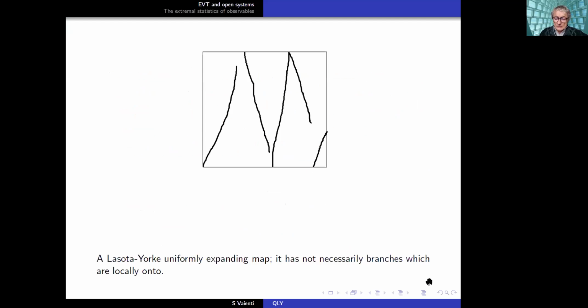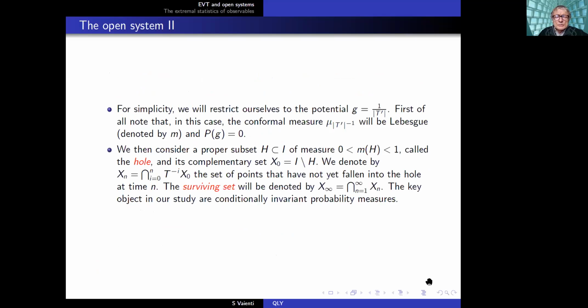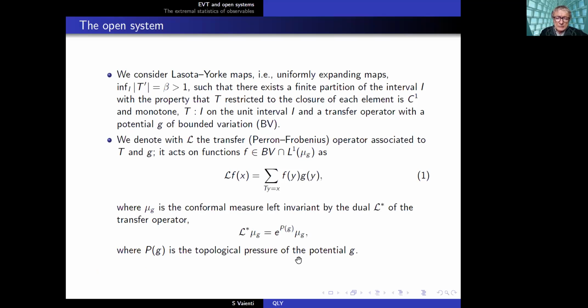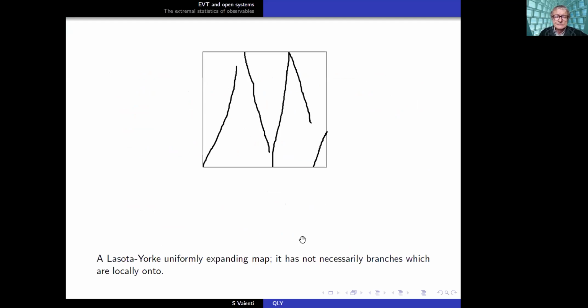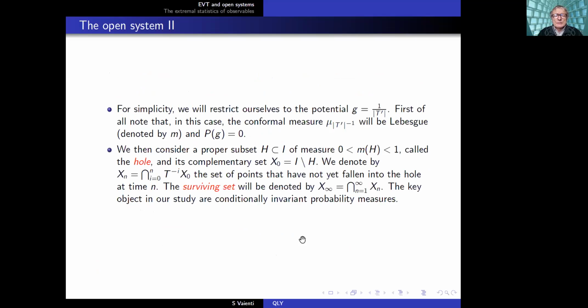What we choose is the usual potential, which is 1 over the absolute value of the derivative. Because in this case, if we come back to this equation, the eigenfunction of the dual, which is a measure, is exactly the Lebesgue measure. With the choice of the potential given by 1 over the derivative, the measure mu_g is exactly the Lebesgue measure, which is the measure suited, for instance, for numerical applications in general. So this is the setting of the map.